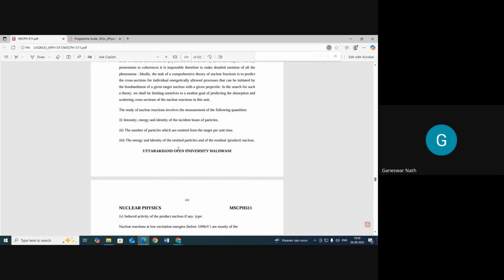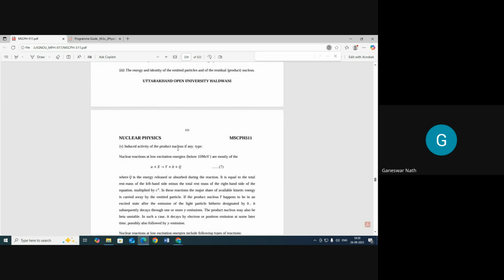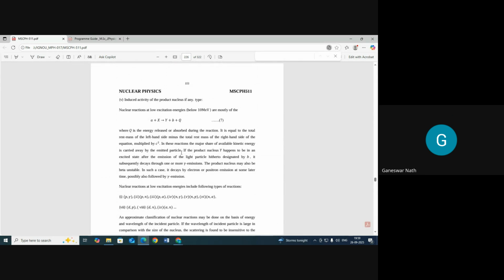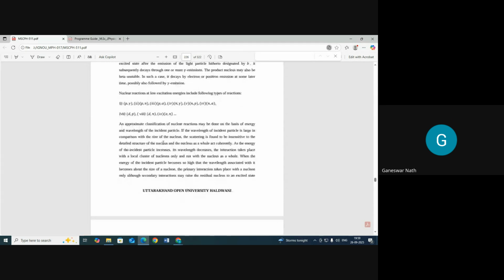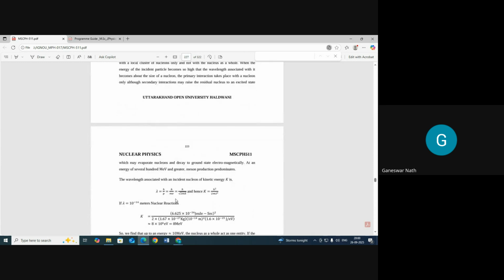Okay, these are the basic factors. A nuclear reaction involves this measurement in a particular nuclear reaction. Now, I can say for the induced activity of the product nucleus, if any, there is a typical equation, and using that typical reaction we can calculate the total energy and the details about this nuclear reaction. You may go through the details.